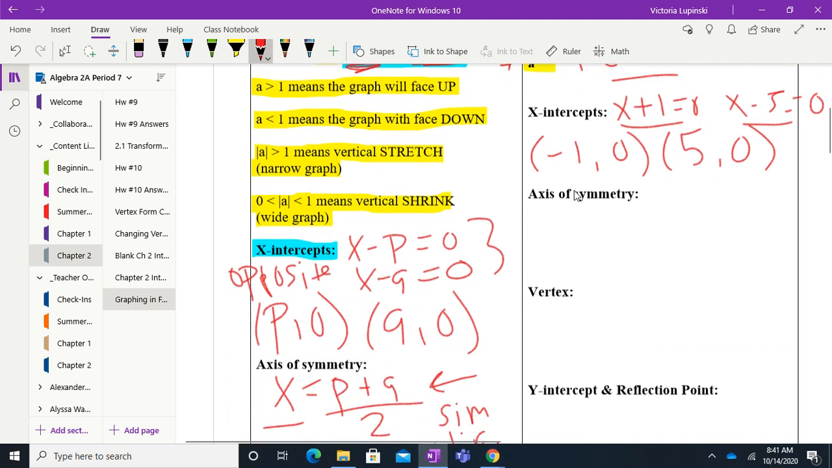To find the axis of symmetry, if you take a look at the left, we have to do x equals p plus q over 2. So negative 1 plus 5 over 2. Do the numerator first. So negative 1 plus 5 is 4, divided by 2 is 2. It doesn't always simplify to be an integer, but it's nice when it does.